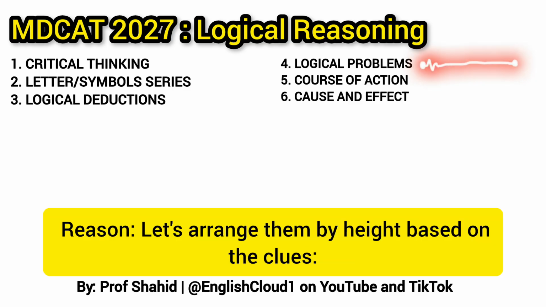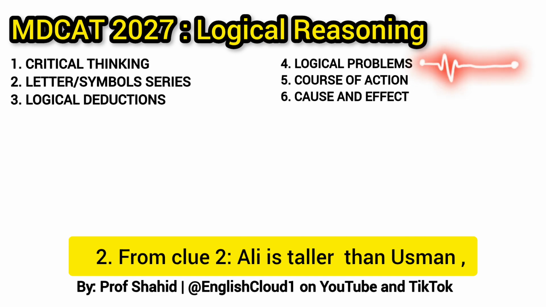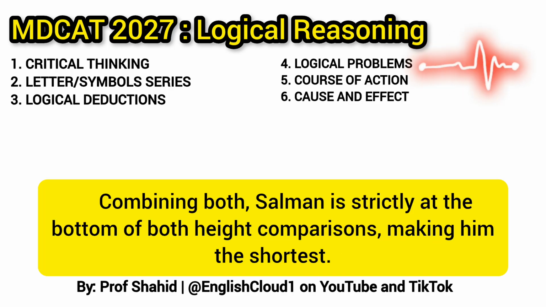Reason. Let's arrange them by height based on the clues. 1. From clue 1, Bilal is taller than Ali and Ali is taller than Salman. 2. From clue 2, Ali is taller than Usman and Usman is taller than Salman. Combining both, Salman is strictly at the bottom of both height comparisons, making him the shortest.